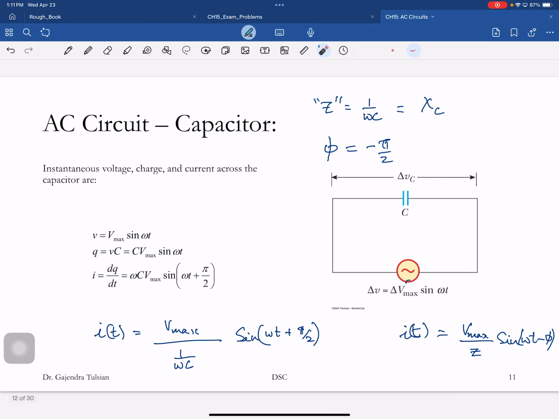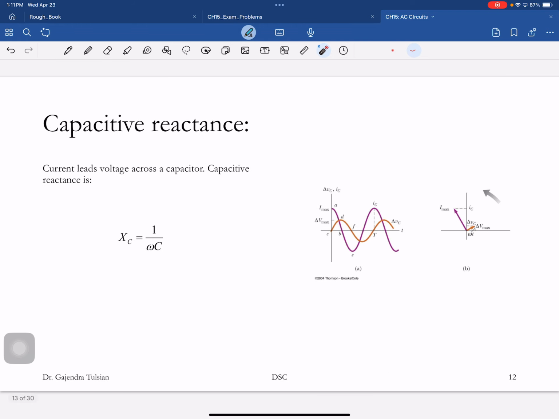All right, so you can see that here's the voltage, and the current is ahead of the voltage. Again, the current is not in lockstep with the voltage. Here's the voltage, and the current is like that. So when the voltage is increasing, the current is decreasing, and when the voltage is decreasing, the current is increasing. So they're not in lockstep. They're 90 degrees out of phase.